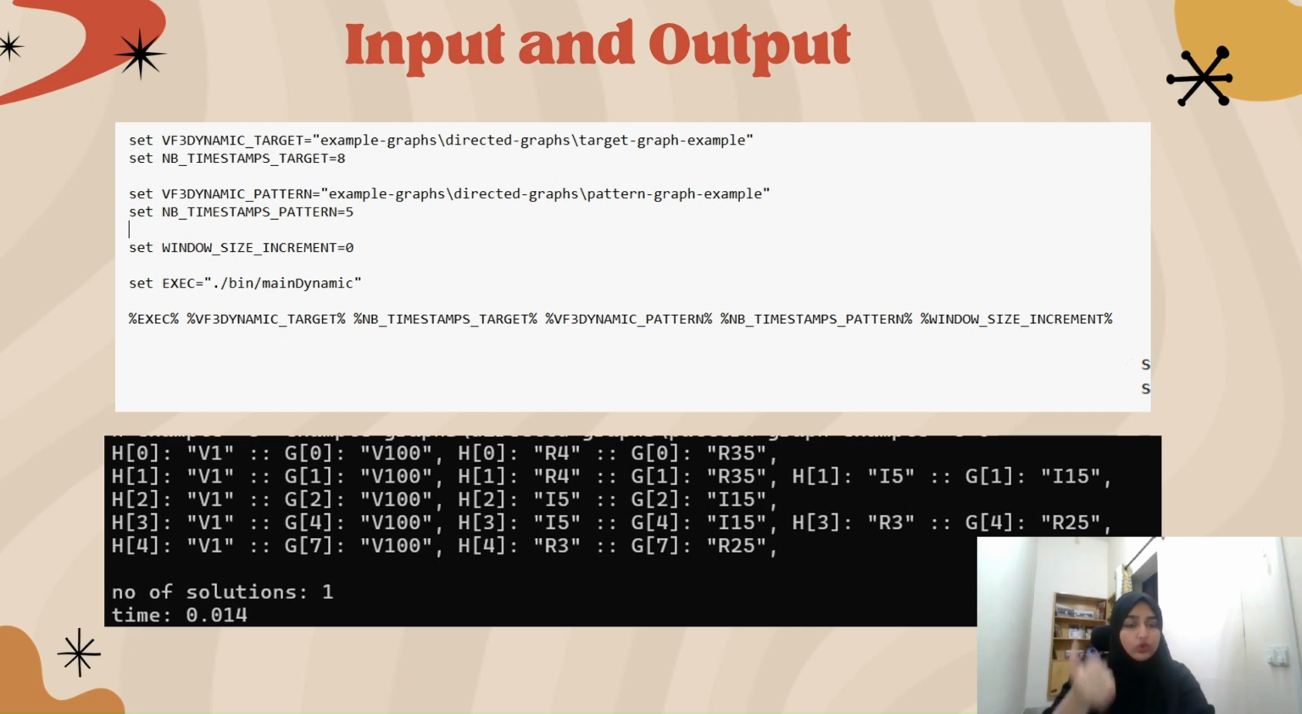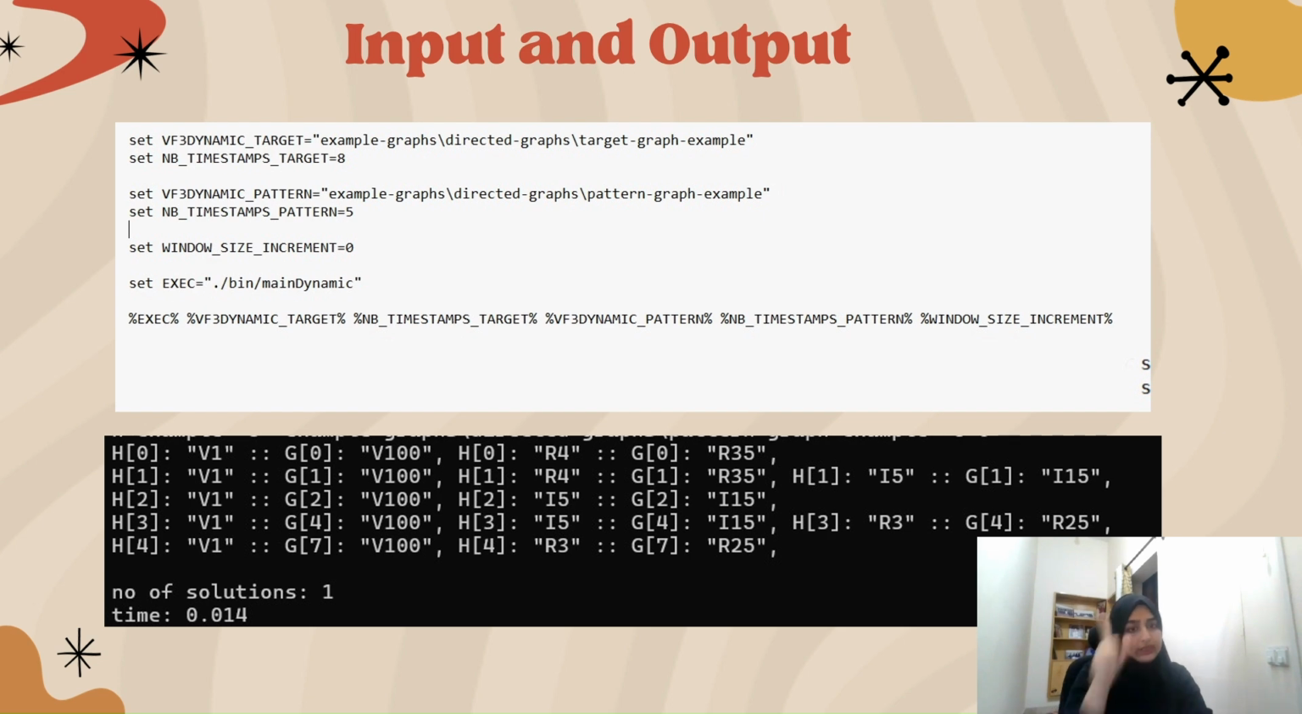Then moving forth, we're going to go to the output. In the output, as you can see, we have two arrays. First array is the H array, which is the pattern graphs, and then we have the G arrays, which are the target graphs. And G0 means the first target graph snapshot, H0 means the first pattern graph snapshot. In this output, we can see that the pattern graph we have for H0, we are going from V1 to R1, and it is mapped in the target graphs as from V100 to R35. In this case, we have found the solution of them.